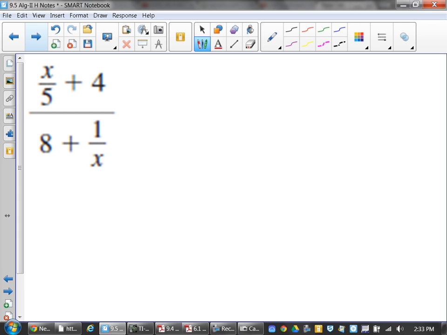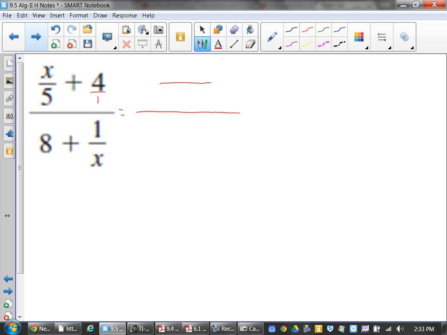So I have x over 5 plus 4, all over 8 plus 1 over x. Now, a lot of times I might suggest, since you've got those constants there, put them over 1. Sometimes it's helpful to show where you're at. So the numerator, what's going to be the common denominator between a 5 and a 1? It's going to be a 5. Are we okay with that?